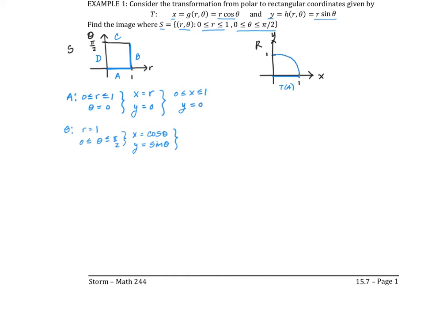Which means that, oh, that's not that bad. I should have probably left it the way it was. This arc of a circle, so this would be the transformation of B. So we're taking this line segment and it turns into this curve in the XY plane. Right, so this is simply the unit circle.